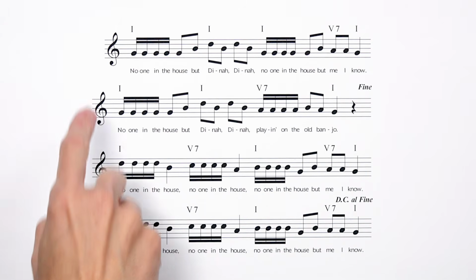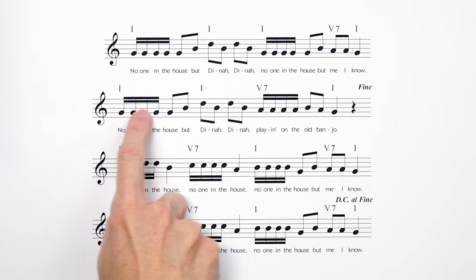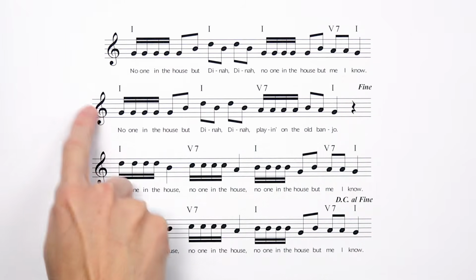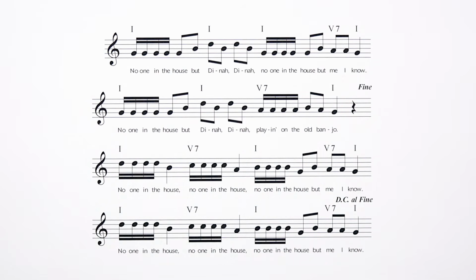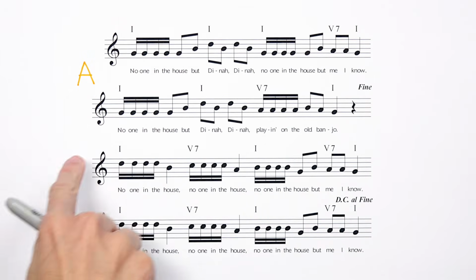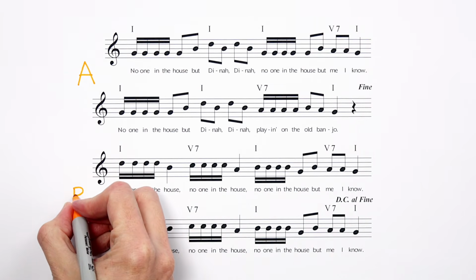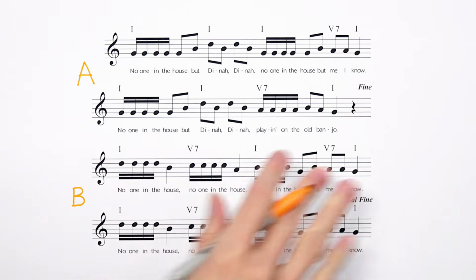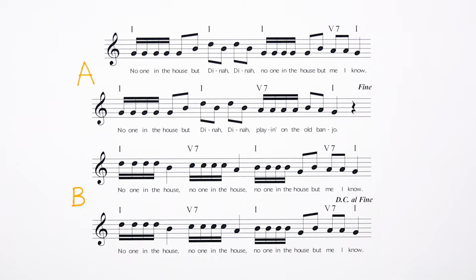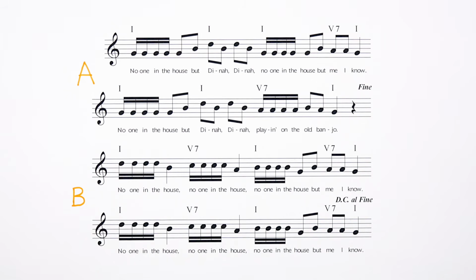So now you've learned the first section of Dinah. You've learned this first line, we've learned this second line, and I would call this the A section of Dinah. Now, you'll notice that there's still more to come. I call that the B section. It's a contrasting new section that we'll learn in another lesson. So for now, I just want you to focus on these first 2 lines.